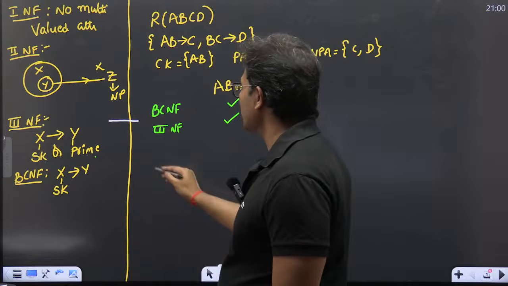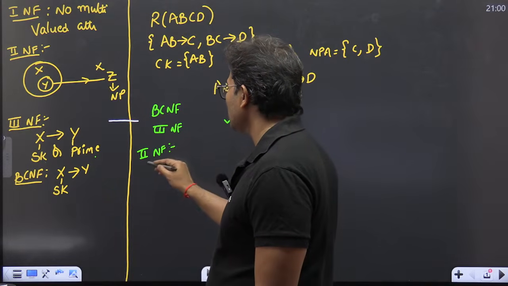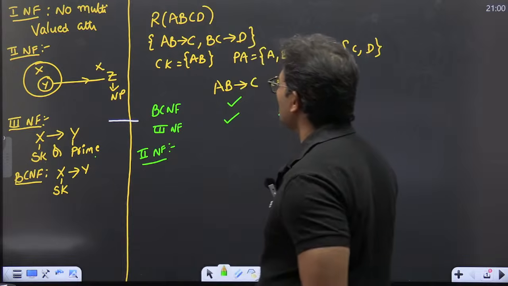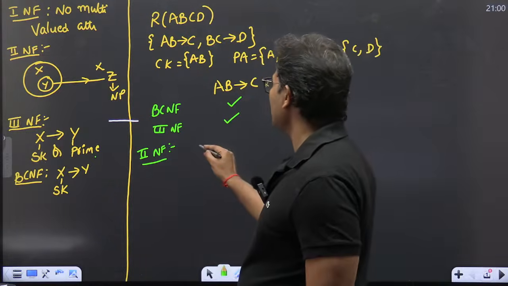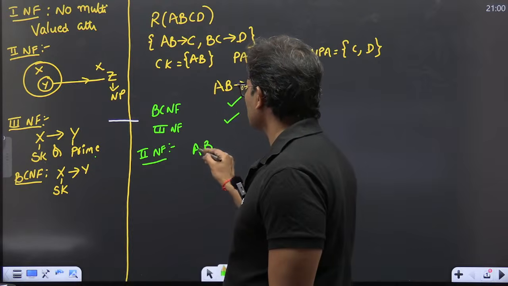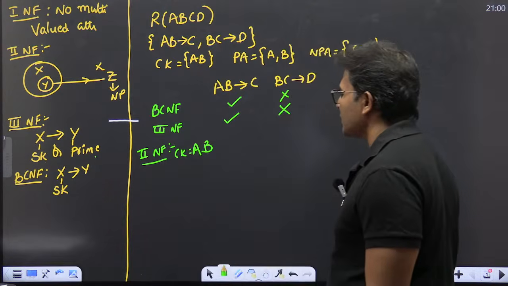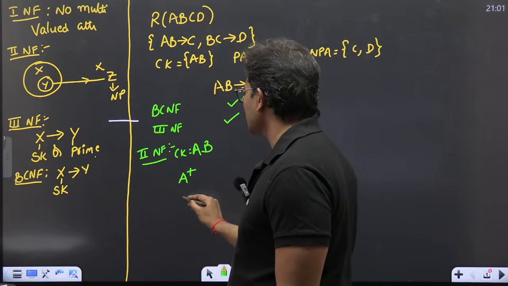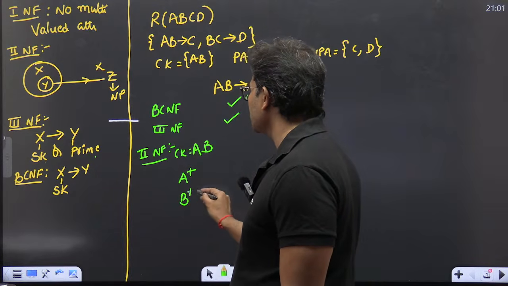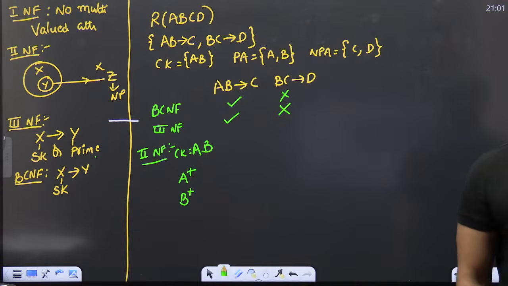Now we have to check for second normal form. For checking second normal form, you have to use the candidate key and find all the partial dependencies. The candidate key is AB. You have to find all the proper subsets of the candidate key and find the closure. So I get A plus and B plus.